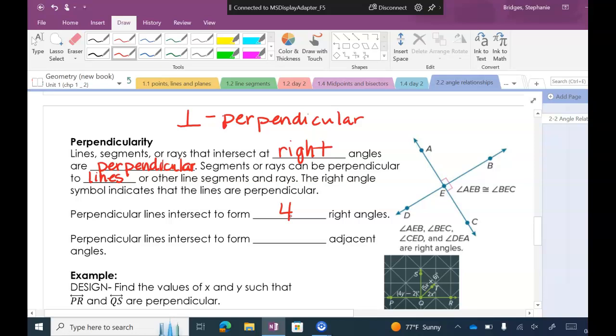And then perpendicular lines intersect to form congruent adjacent angles. Congruent adjacent angles. Well, what are they all going to equal? How many degrees? 90. So does it make sense that those are congruent because they're both 90? Those are congruent, and so are those. Adjacent is two that share sides. So like this angle right here, and then this angle, because they share that one side. They're next to each other, touching. That's adjacent.